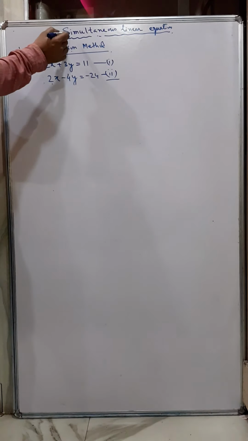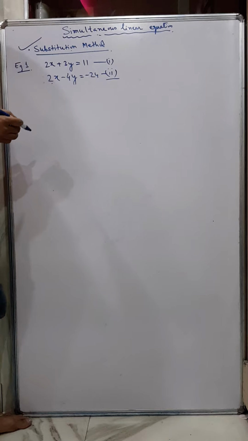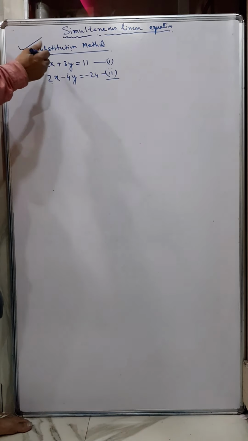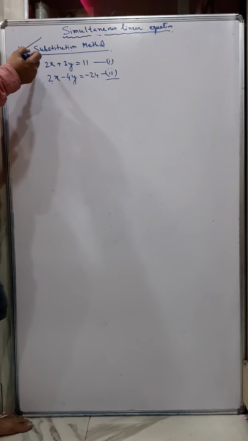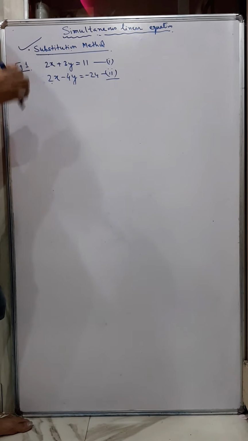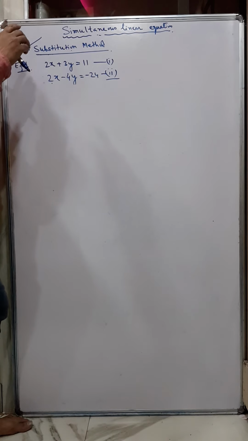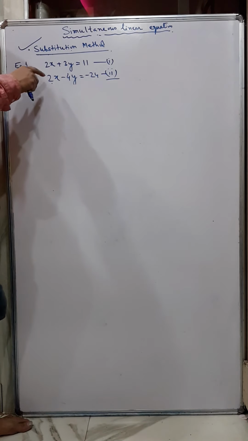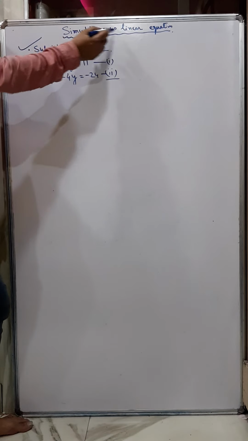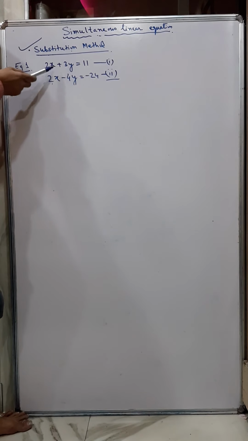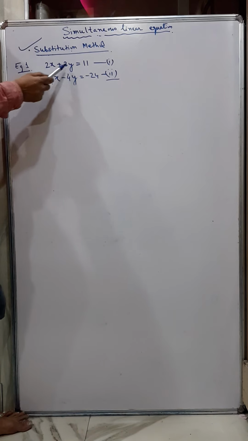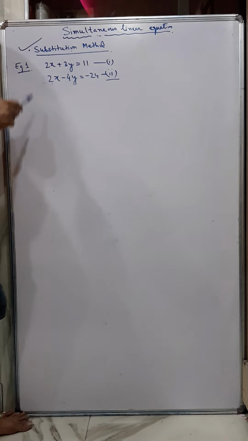Okay, today we'll start simultaneous linear equations. Previously in class 8 you have done linear equations, right? In that we used to find the value of only one variable, say for example find x. But here this is known as simultaneous linear equations because we are solving two equations at a time and we are getting the value of two variables, say x and y.